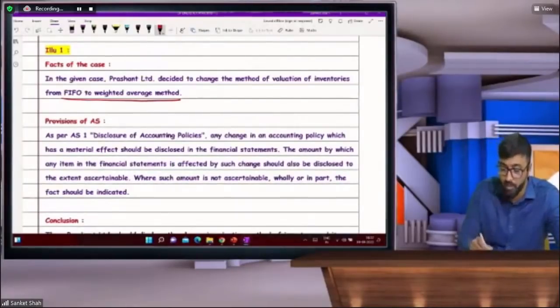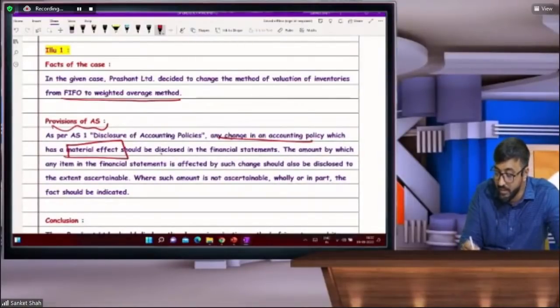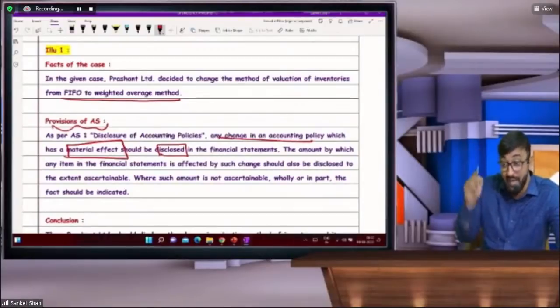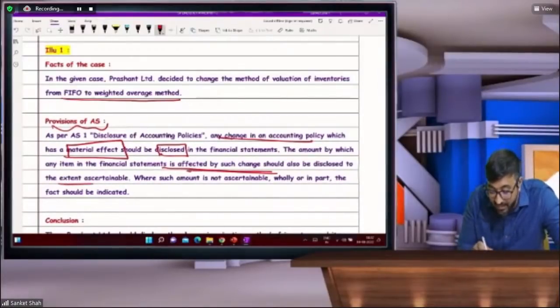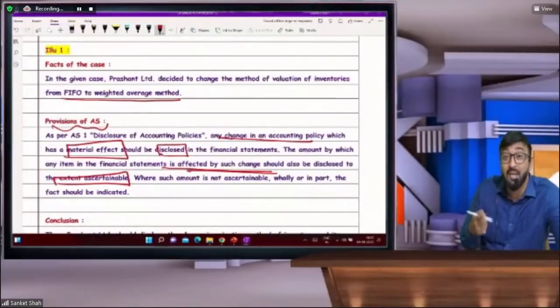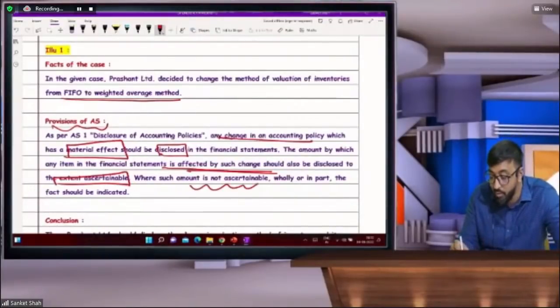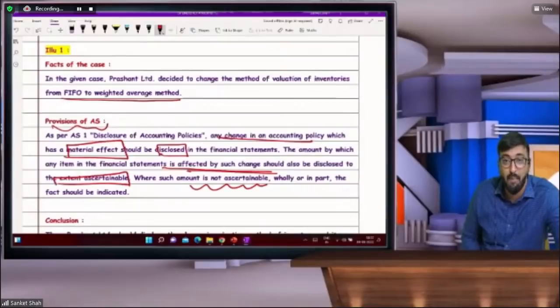Then, what does the provision of the accounting standard say? Accounting Standard 1, Disclosure of Accounting Policies. Any change in the accounting policy which has a material effect should be disclosed in the financial statements. That sentence is important. The amount by which the item in the financial statements is affected by such change should also be disclosed to the extent ascertainable. Now in this question, you can easily find out the amount, and whenever the amount is not ascertainable, wholly or in part, the facts should be disclosed.